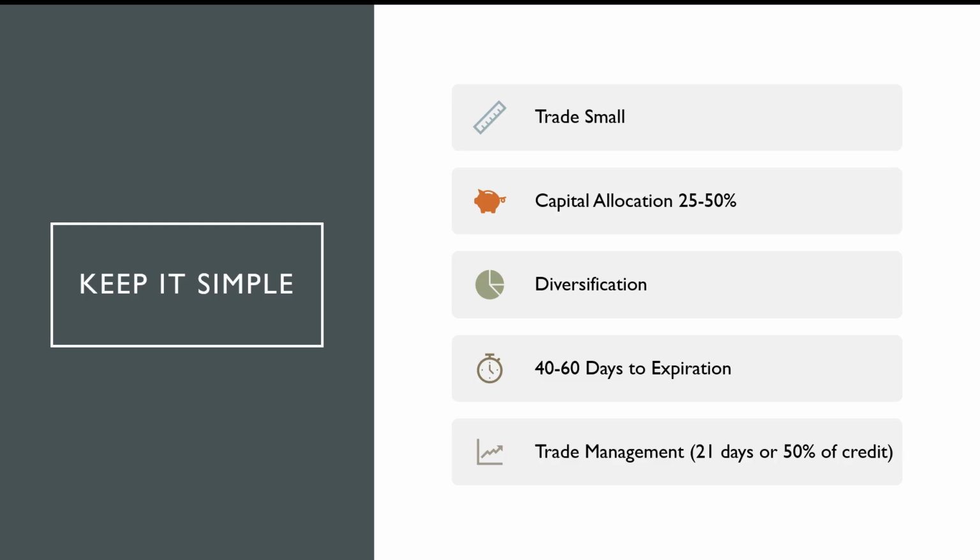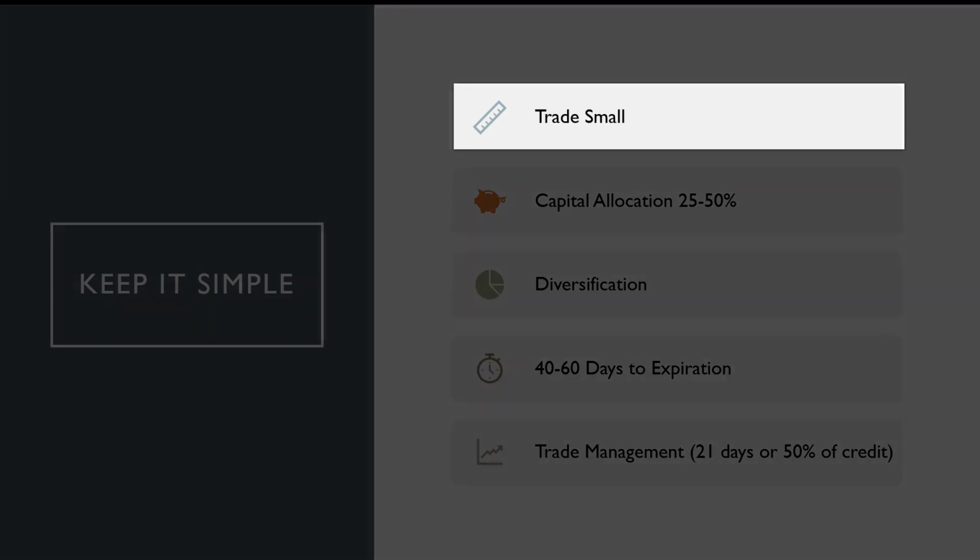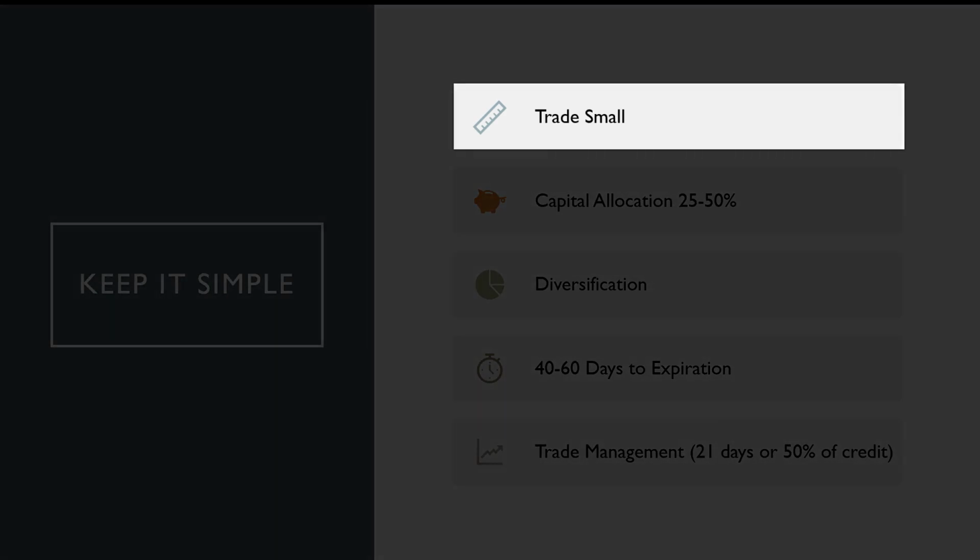And the first thing that we need to understand is that we need to trade small. Always start with just one lot. Doesn't matter the size of your account, start with one lot if you're learning, because that's how you're gonna make mistakes, and it's better to make mistakes with a small amount of money. So if you can't sleep because of a trade, then you're trading too big. Always start very small.